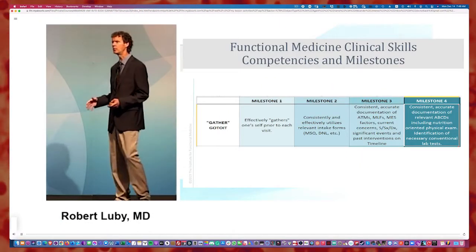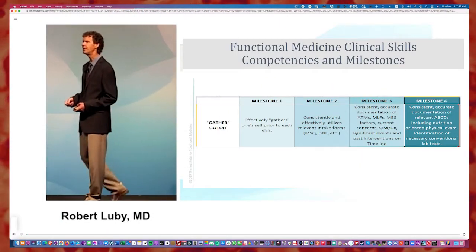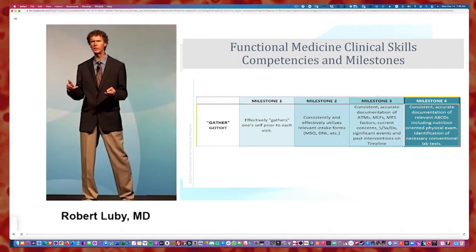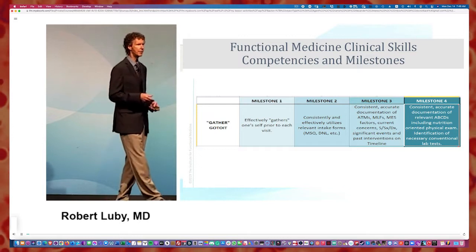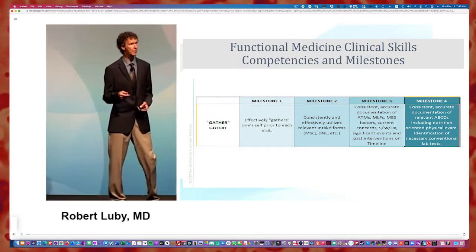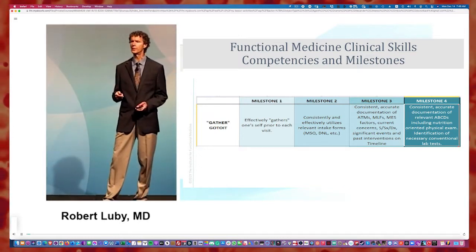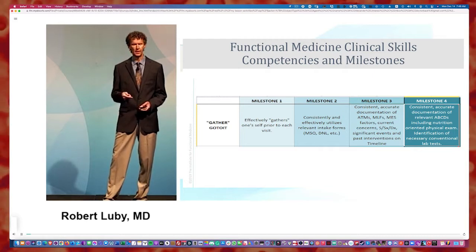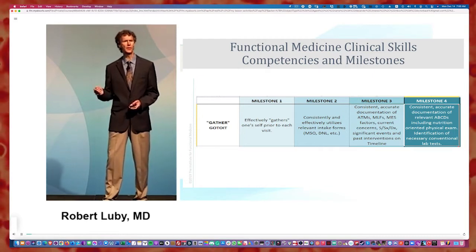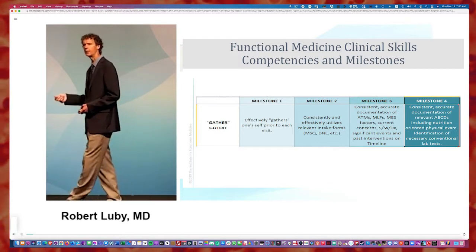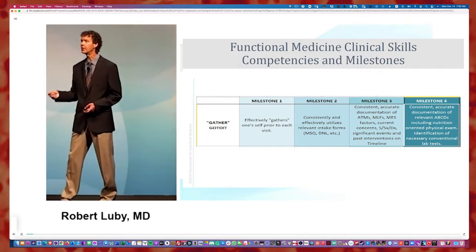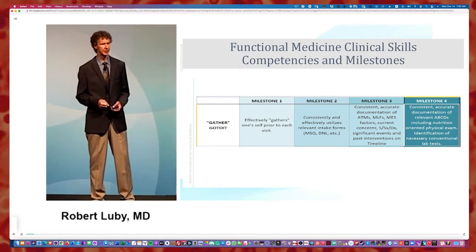At each step as we go through it, we've now developed clinical skills, competencies, and milestones to inform you of the skill level we expect you to have now and to work on between now and your next advanced practice module, and the skill level we'll expect for you at certification. It's on the model of 4 milestones. The first 3 milestones you work on between now and your next advanced practice module. The 4th milestone is the skill level we expect for certification.